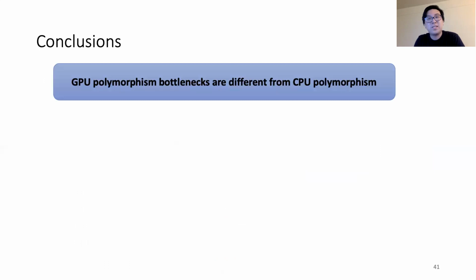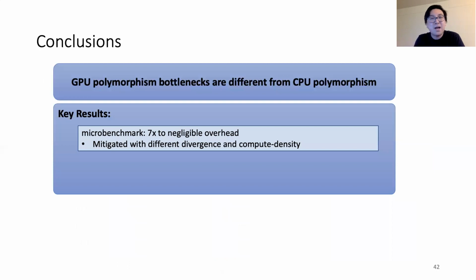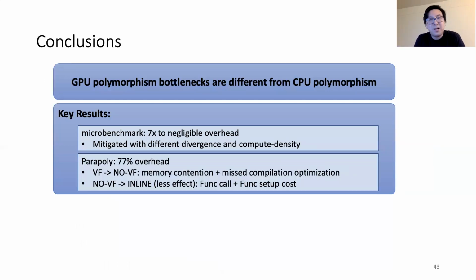To draw a conclusion, we discovered that GPU polymorphism bottlenecks are different from CPU polymorphism. The microbenchmark experiment shows 7x to negligible overhead depending on control flow divergence and compute density. The ParaPoly benchmark suite shows a geometric mean of 77% overhead in real scenarios. Comparing VF to NoVF, the cause of the great overhead is that virtual table and virtual function operations introduce memory contention and mask compilation optimization. Comparing NoVF to Inline, which has less effect, the root costs are the function call and the function setup cost.